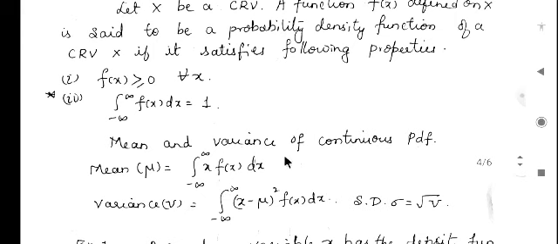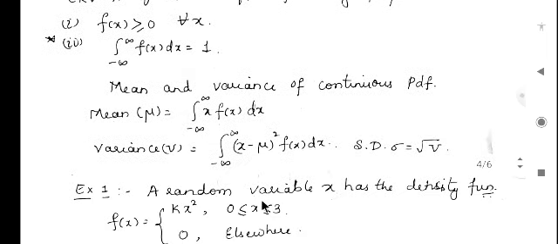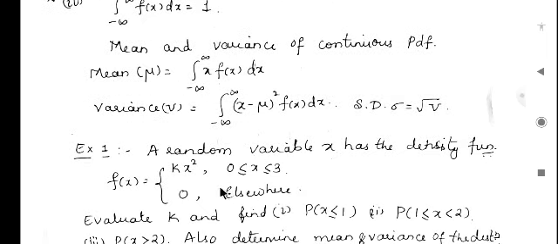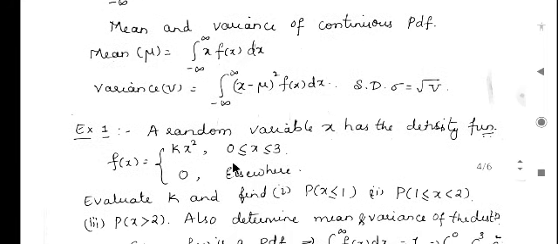Now mean and variance is given by mean mu is nothing but integration x f of x dx between minus infinity to plus infinity, and variance v is integration x minus mu the whole square f of x dx between minus infinity to plus infinity. So let us understand about these quantities by considering this example.